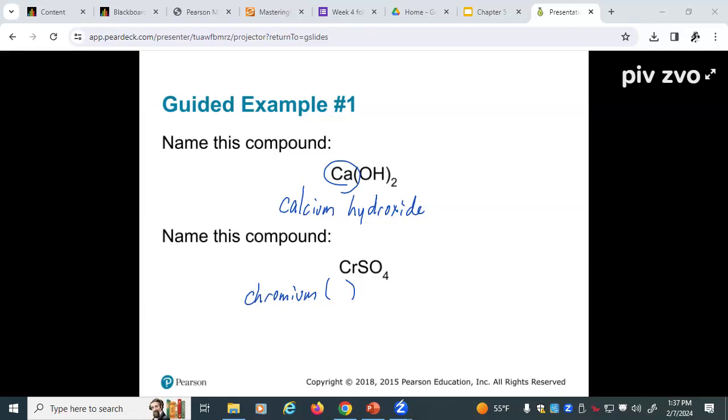I also need to know what SO4 is. SO4 is sulfate. And if I look at my polyatomic ion list, SO4 has a -2 charge. So if SO4 has a -2 charge, what's the charge on my chromium?